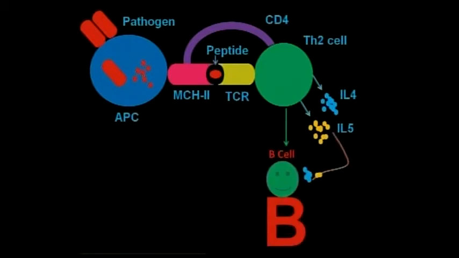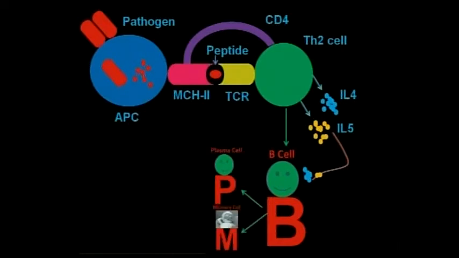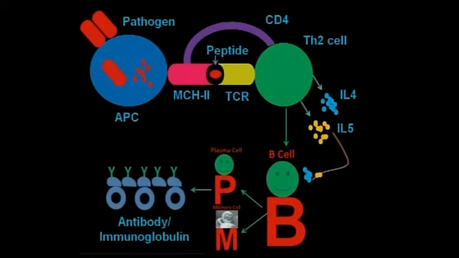interleukin 5. These interleukin 4 and interleukin 5 bind to the receptors on the B cells, and the B cells undergo activation as well as differentiation. After that they will be converted into plasma cells as well as memory cells. So these plasma cells at the end produce the antibodies. These antibodies are produced in the lymph nodes and they will travel towards the site of infection with the help of lymph.